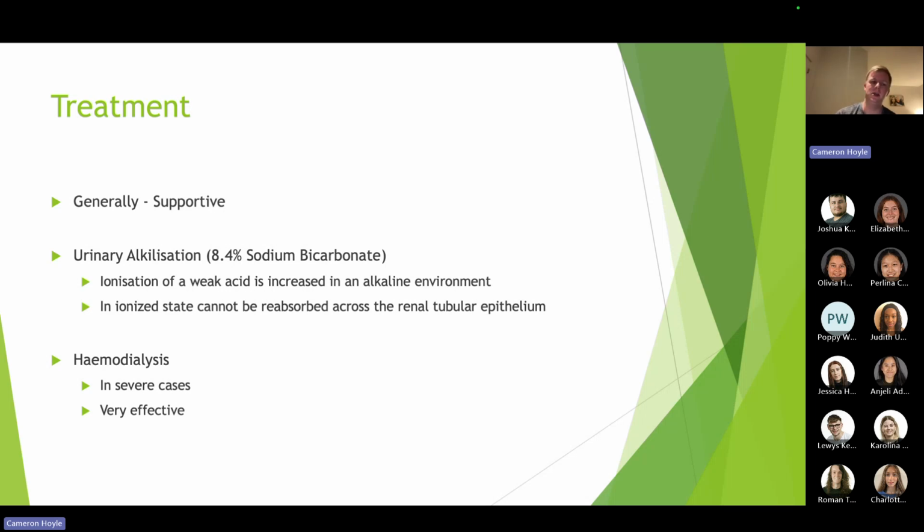And what this does is, the theory is that the ionization of this weak acid, which the salicylate is, is increased in an alkaline environment. Thus, in the ionized state, the aspirin can't be reabsorbed across the tubular epithelium. Thus, you just wee it out, essentially. So that can be used. In very, very severe cases, we can use hemodialysis and just get rid of the aspirin. It's very effective, but generally only in very severe cases.